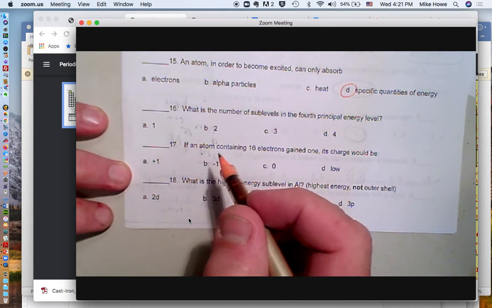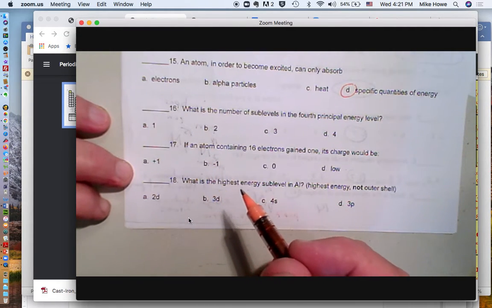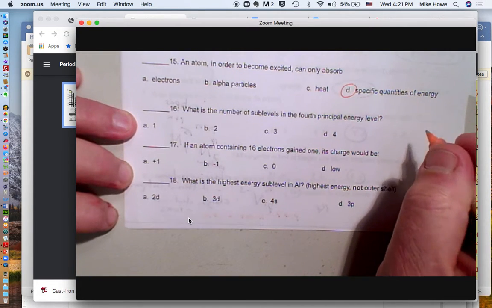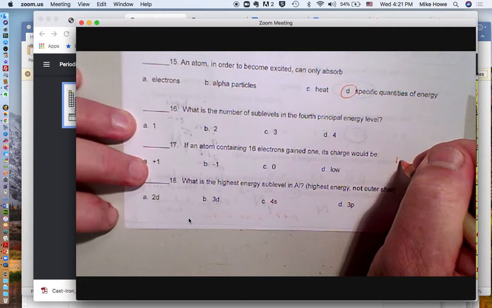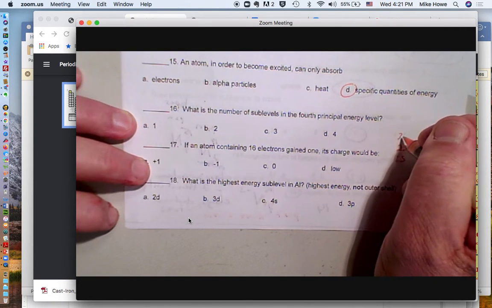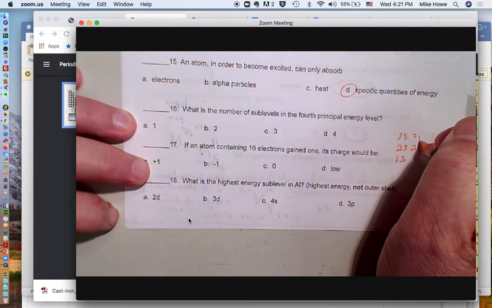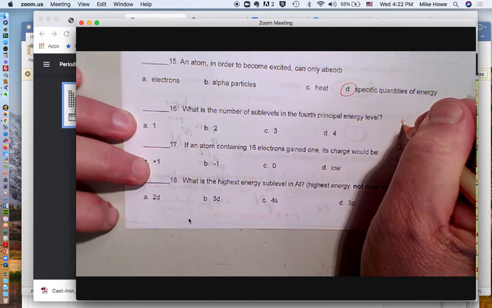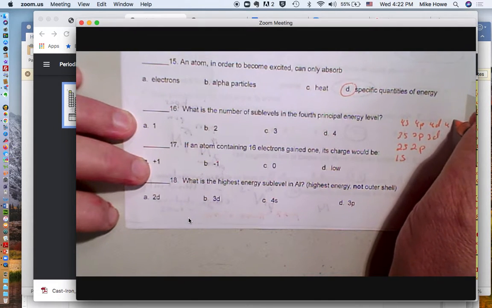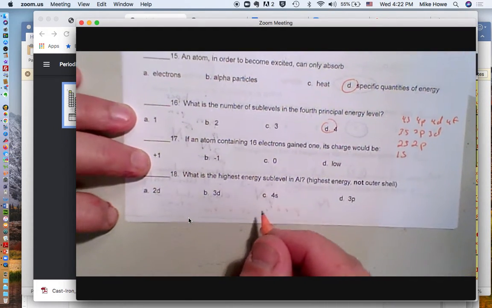All right, the number of sublevels in the fourth principal energy level. So now we're getting into the diagonal rule and the sublevels and quantum mechanics. The first energy level had 1 sublevel, the second energy level, remember, had an S and a P, and the third energy level had S, P, and D. The fourth energy level has 4 sublevels. They are S, P, D, and F.